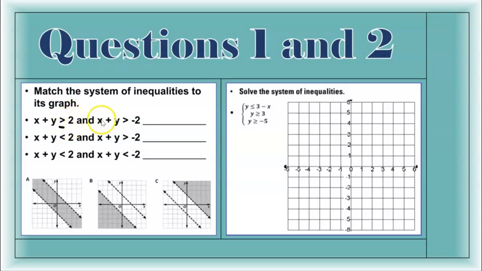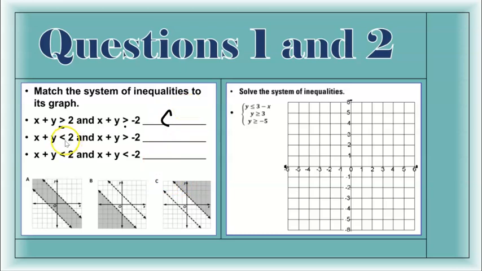Now in this first one, they're both greater than. Now you'll notice that the lines are all identical. It's just the shading is different. Now, if it's greater than for both of them, that means it has to be above both lines. And the only one that has the shading above both lines is letter C.